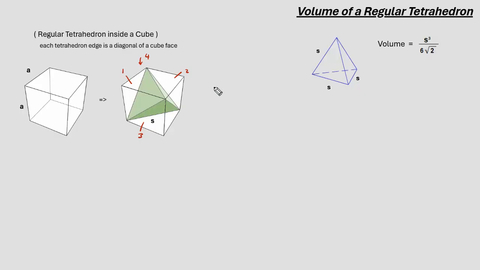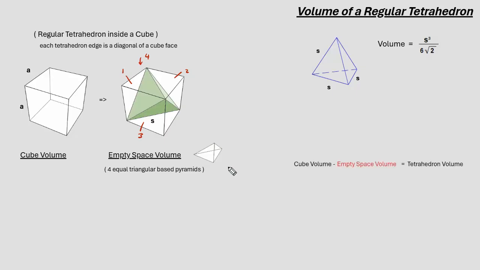So, what we have is the volume of the cube itself, but also the empty space volume that is not the volume of the tetrahedron. And this leads us to see the following, which is that the cube volume minus the volume of empty space will leave the result that is the tetrahedron volume. So, working out the volume of the cube and the volume of the empty space will lead to us finding out the volume of the regular tetrahedron.